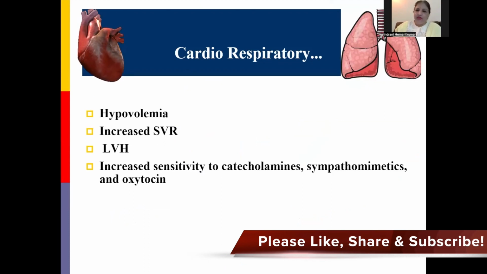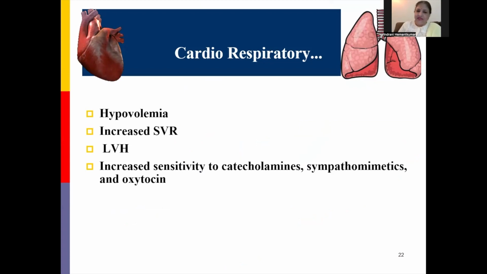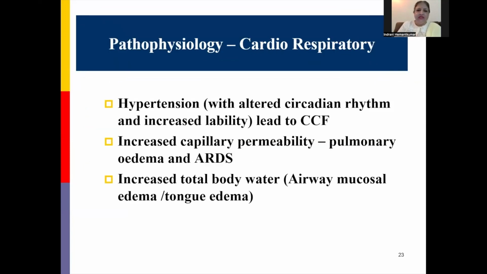What happens to the cardiorespiratory system? Patient develops hypovolemia because of vasoconstriction. There is an increase in SVR because of that. And the load on the heart can lead to left ventricular hypertrophy. Then there is increased sensitivity to catecholamines, sympathomimetics, and oxytocin. The hypertension is very, very labile. And because of that lability, patient can develop congestive cardiac failure. And as I said, because of the increased capillary permeability, patient can develop pulmonary edema and ARDS. And because of increased total body water, patient can develop airway mucosal edema and tongue edema.